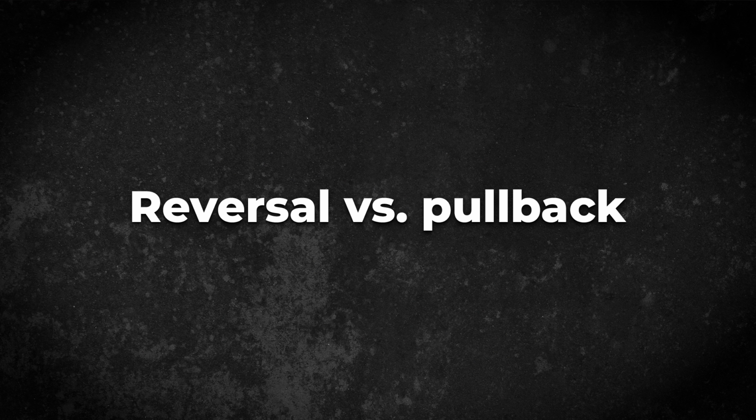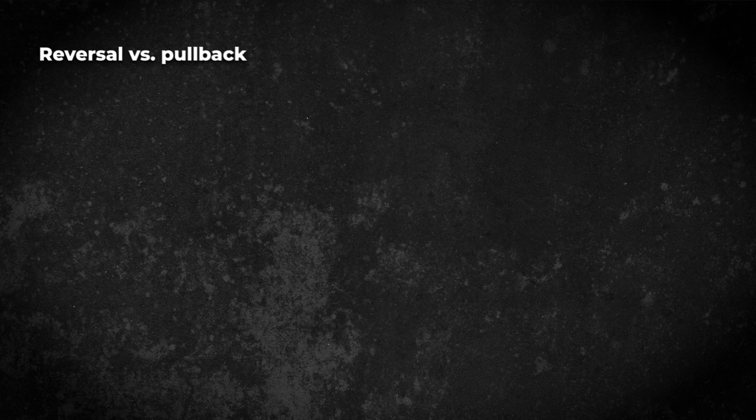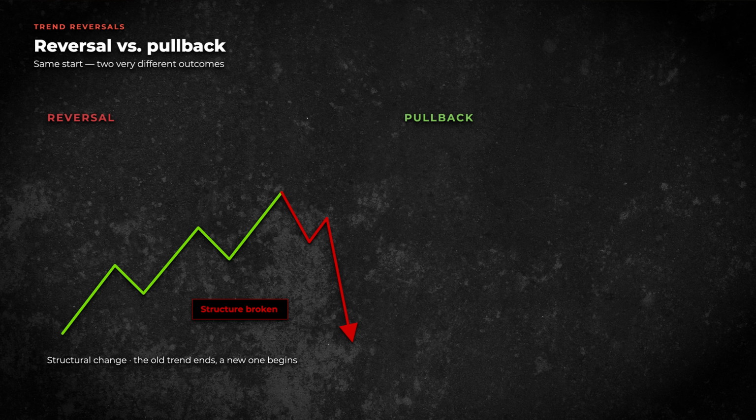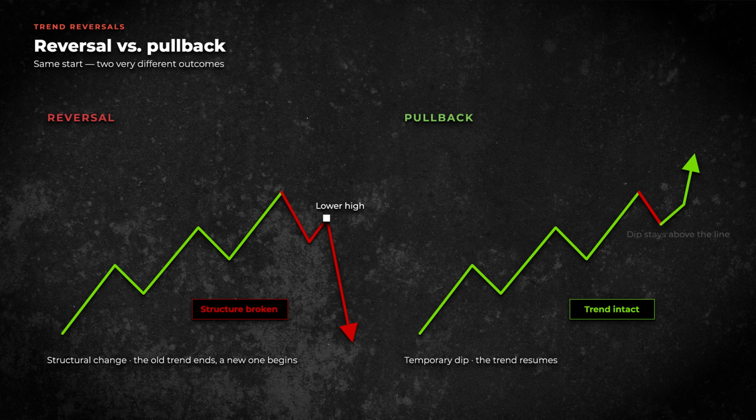Now, the single most important distinction in technical analysis for newer traders is the difference between a reversal and a pullback. And it's also the most commonly misread. A reversal is a structural change in trend direction. When the old trend ends, a new one begins. A pullback is a temporary move against the trend that eventually resolves in the original direction. How do you tell them apart in real time? There are a few things worth watching.